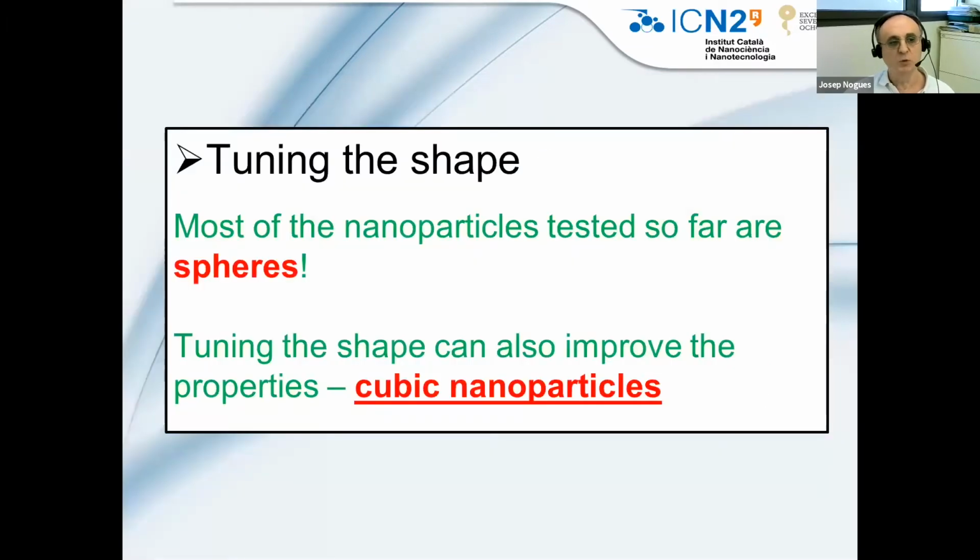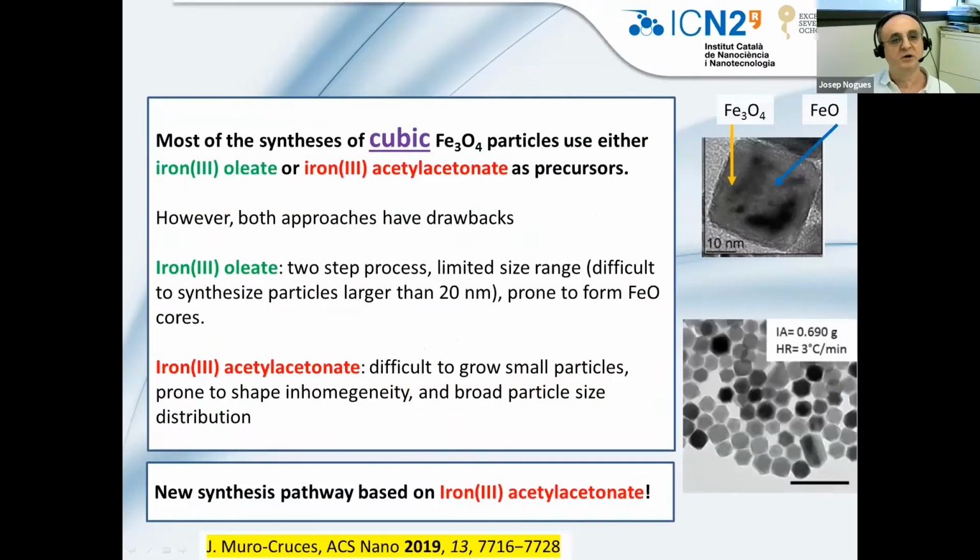We thought we could go into tuning the shape of the nanoparticles, rather than doping or adding other moieties into them. In fact, most of the studies done so far are done on spherical nanoparticles. So what we are going to study is whether cubic nanoparticles can improve the properties of these iron oxide biomedical agents.